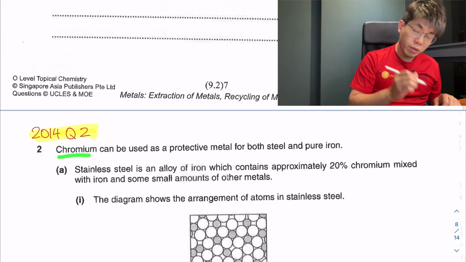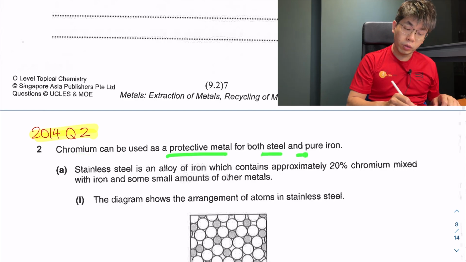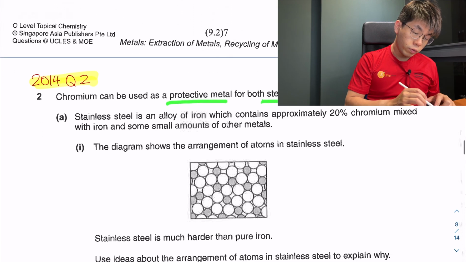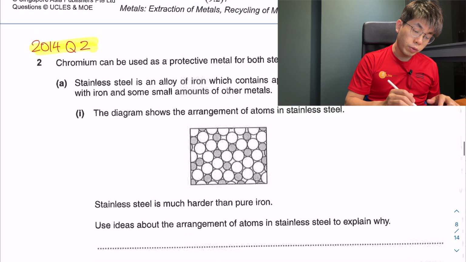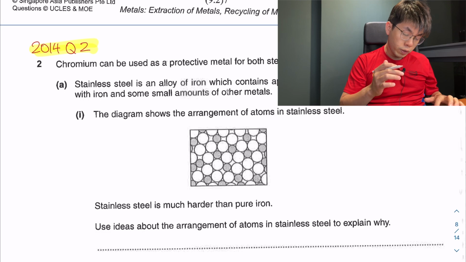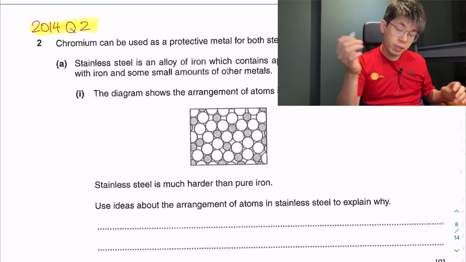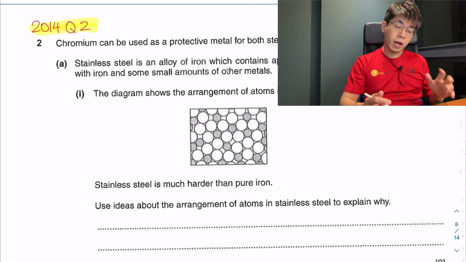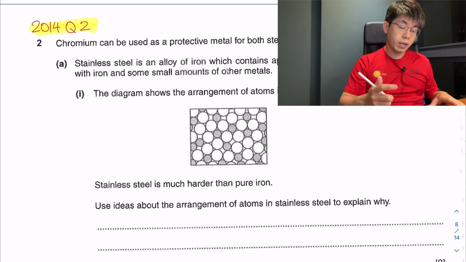Chromium is a metal that can be used as a protective metal for both steel and pure iron. Stainless steel is an alloy of iron that contains almost 20% of chromium mixed together with iron. Below shows the arrangement of atoms in stainless steel. We want to use the ideas of the arrangement of atoms in stainless steel to explain why stainless steel is harder than pure iron. So this is a standard 4-part explanation.